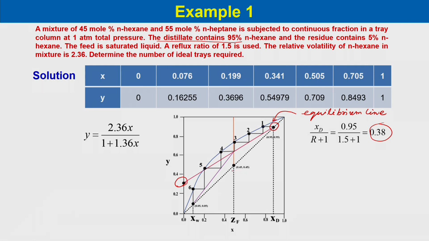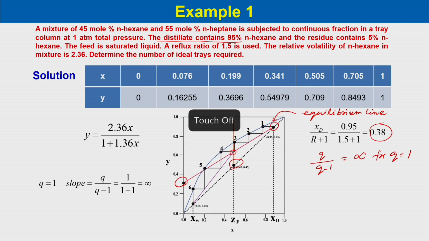We also know the feed point, that is zF 0.45 on the 45-degree diagonal, and the slope of the q line is q by q minus 1, which is equal to infinite for q equal to 1. So, we can plot a vertical line over here which will intersect at this location.